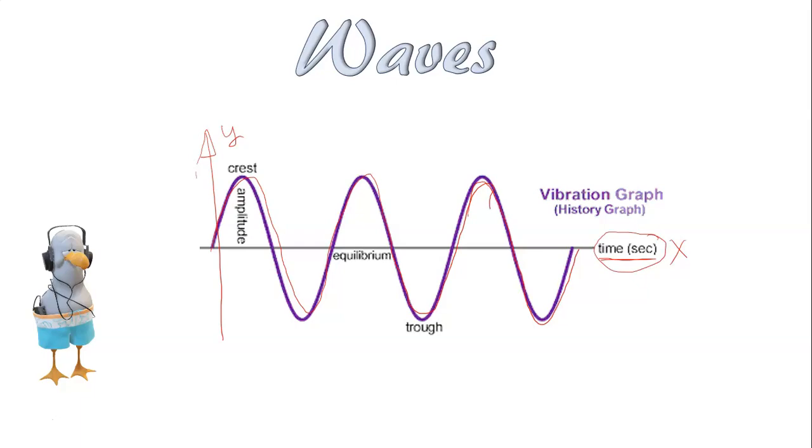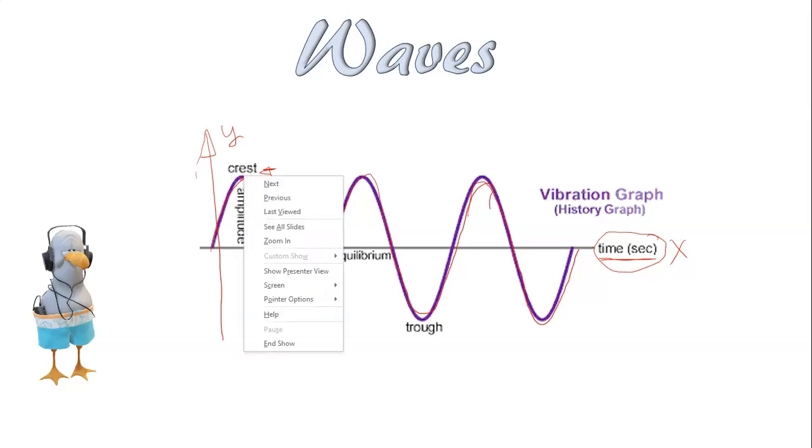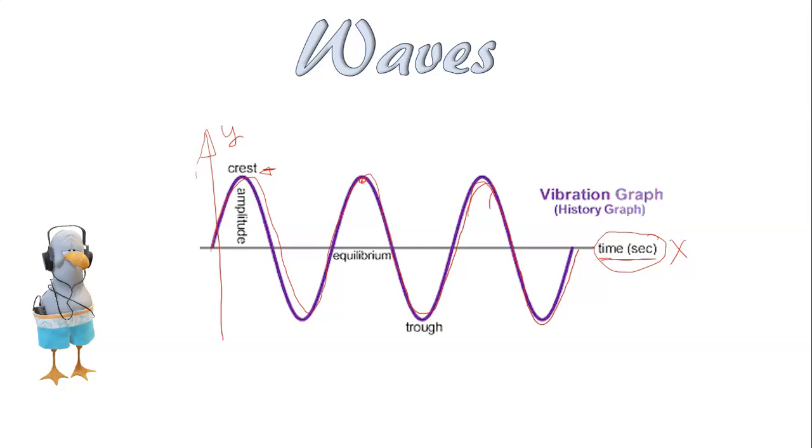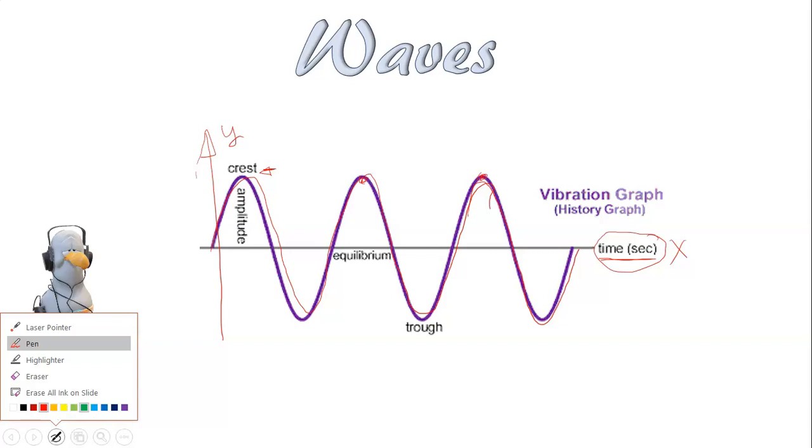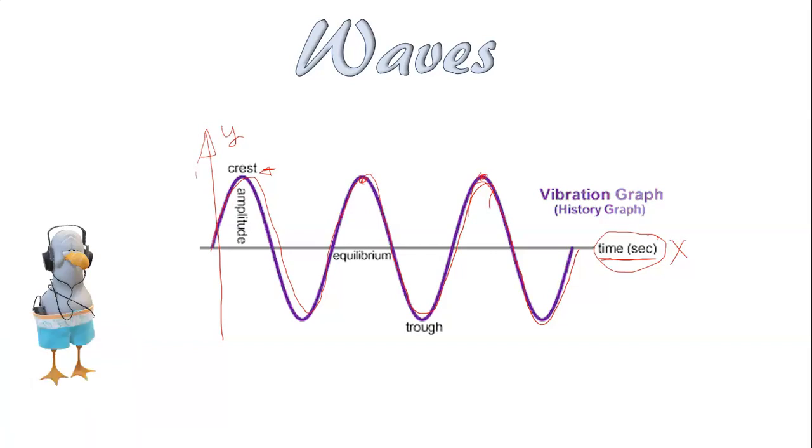The other thing we want to look at is the peak point up here, which is called the crest. You want to make sure that's in your notes. All of these points right here at the top would be considered the crest. And the points down at the bottom, these are the trough. Down here we have the trough. So the lower points are the trough, and the upper points are the crest. Make sure that's in your notes as well.